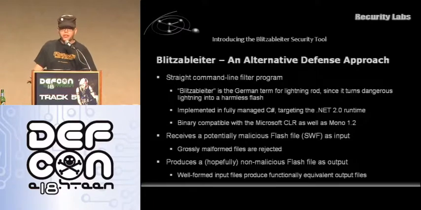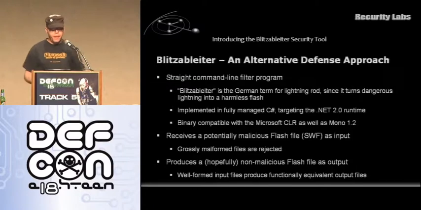So we had an alternative approach on this. What we provide is a straight command line program, similar to a command line AV. You give it a Flash input file that is potentially malicious, and you will receive an output file that is hopefully not. As simple as that. The idea here is that we actually run complete format verification on the file, and then produce a new file for you.